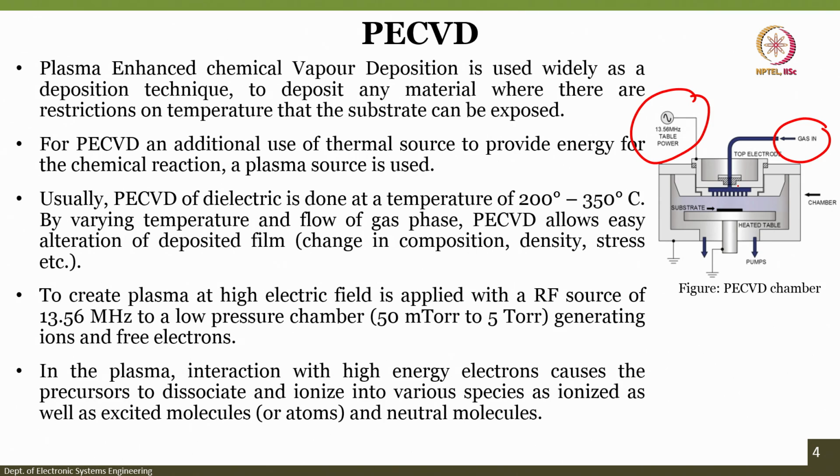The advantage of this is that the temperature is no greater than 350 degrees centigrade. The maximum is 350 degrees centigrade. You can also deposit at 100 degrees centigrade. Okay, as low as 100, the maximum is 350. So, usually PECVD of dielectric is done at a temperature of 200 to 350 degrees centigrade.